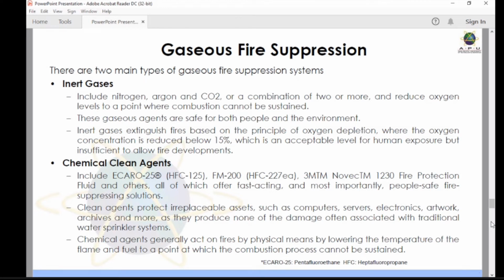Inert gases extinguish fire based on the principle of oxygen depletion. So that is the decreasing level of oxygen, where the oxygen concentration is reduced below 15%, which is an acceptable level for human exposure, but insufficient to allow fire development. तपाईँले स्प्रे गर्नुभयो भने it reduces the oxygen level to 15%.